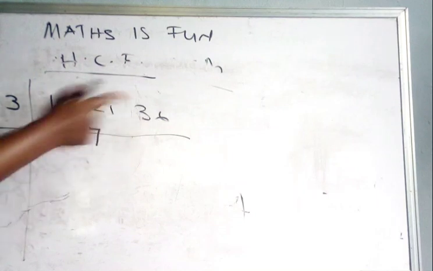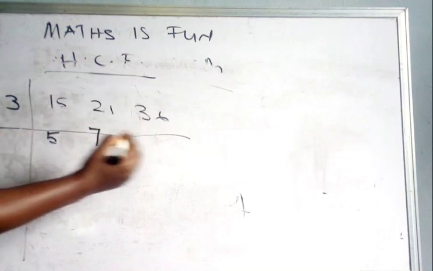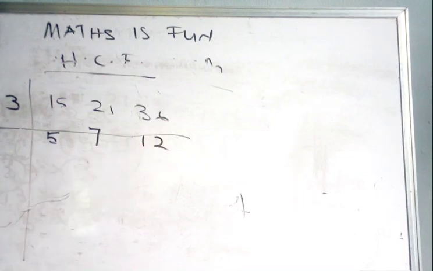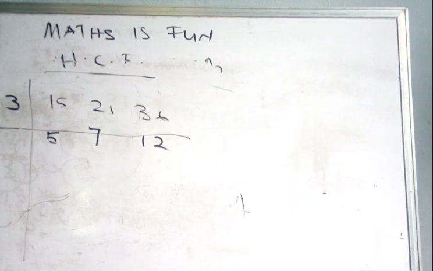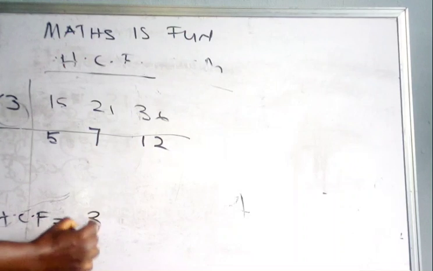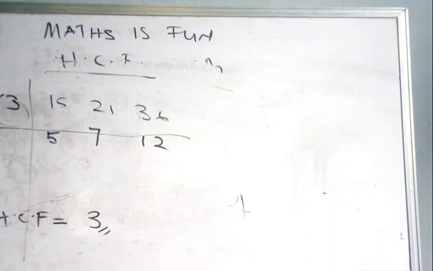So 3 times what gives us 36? 3 times 12 gives us 36. So we are left with 5, 7, and 12. Is there any number that can divide these 3 numbers through again? There is none. So we are left with just this number outside as our HCF. So our HCF becomes 3. The HCF of 15, 21, and 36 is 3. That is the highest number that can divide them through.